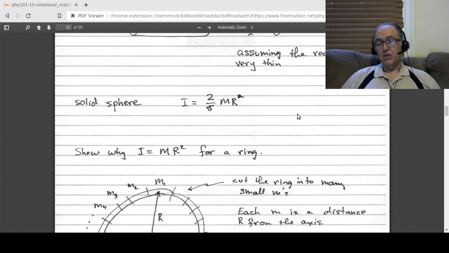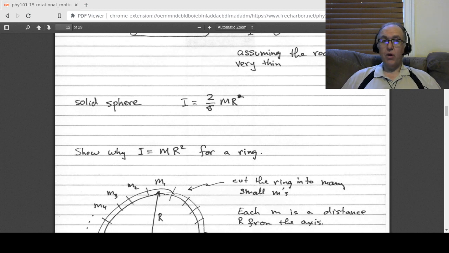I didn't draw the picture because it's hard to draw, but here the axis of rotation is right through the middle of the sphere. The axis of rotation has to pass through the middle of the sphere. Maybe I should have written that down, but there it is. It's hard to draw, so I didn't draw it.